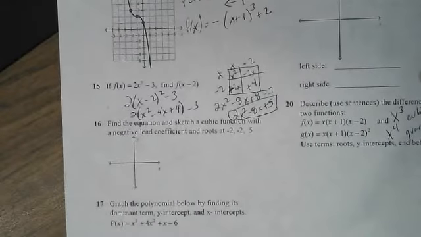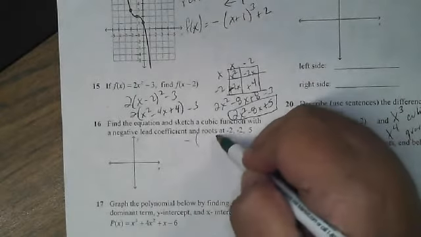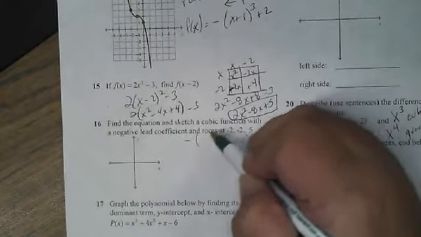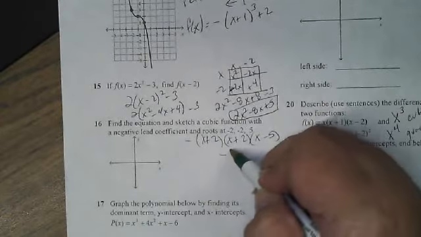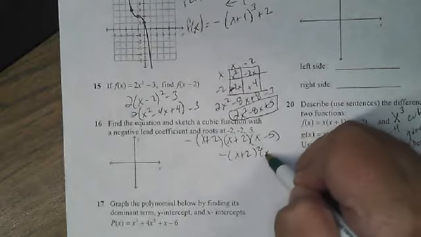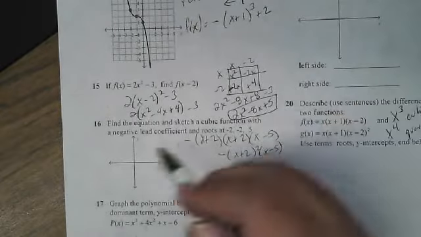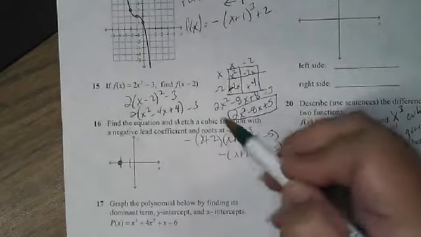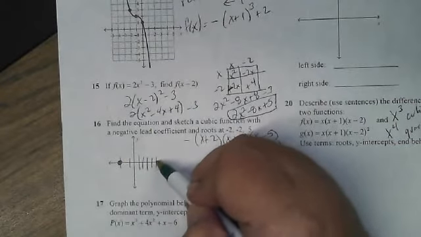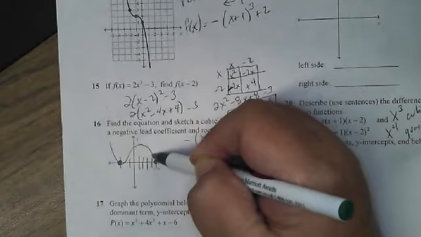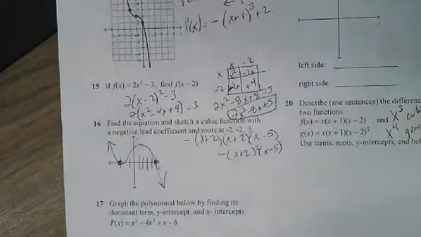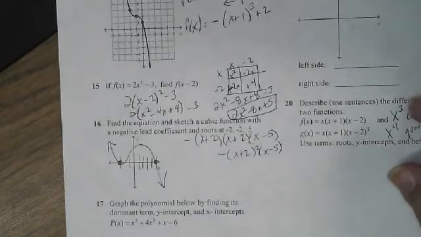distribution or otherwise. Number 16, find the equation and sketch a cubic function with a negative lead coefficient and roots negative 2, negative 2, positive 5. You could also do it like this. Now we've got to sketch it. So at negative 2 there's a bounce, positive 5, it goes through. Negative means it's going to start over here. And it'll look like that. Again, you're allowed to use your calculator, so you can plug this in your calculator, see what it looks like.